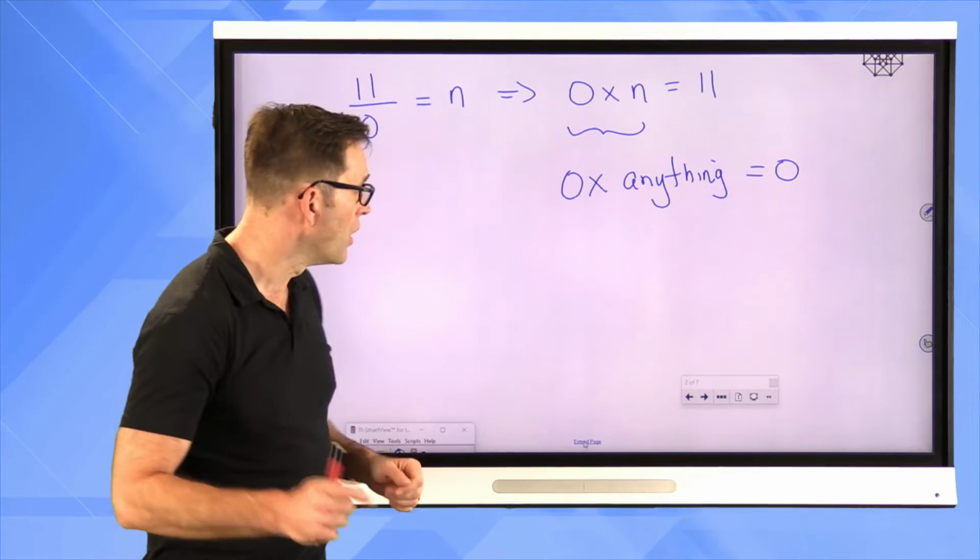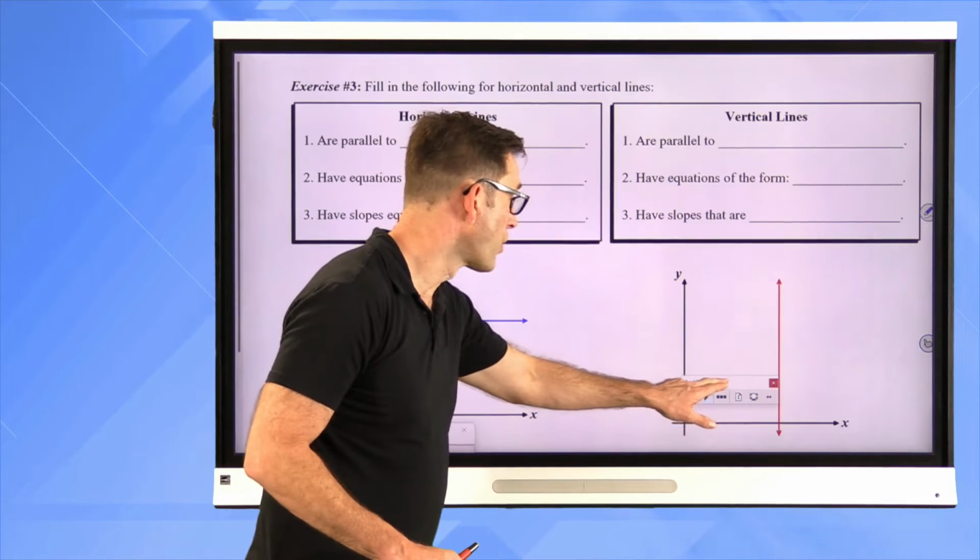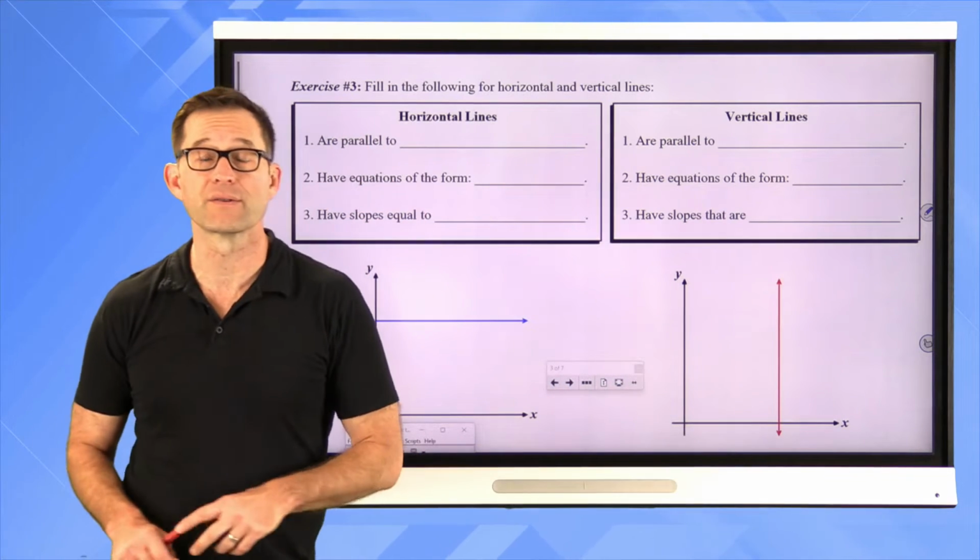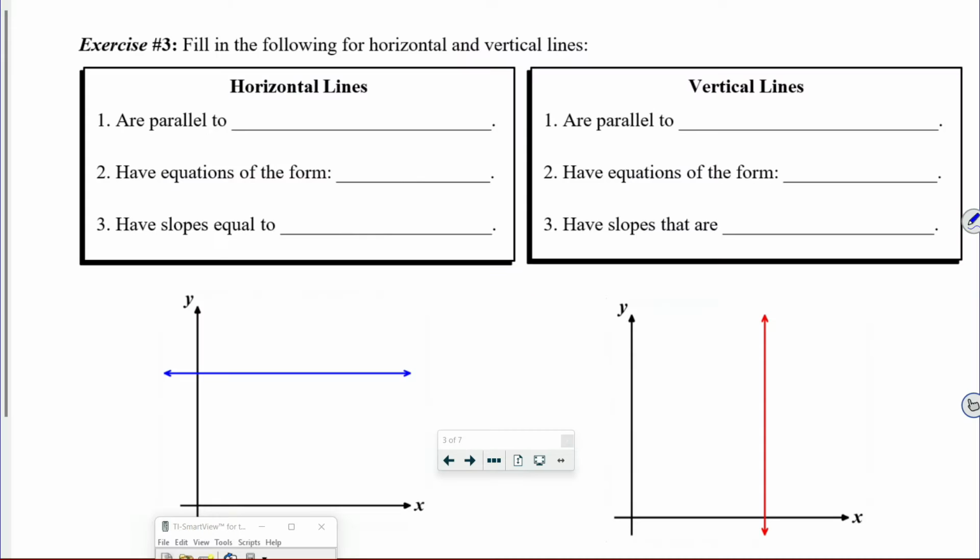All right, so let's summarize all of this about horizontal and vertical lines right here in exercise number 3. Fill in the following for horizontal and vertical lines. For horizontal lines, number 1, they are parallel to the x-axis.